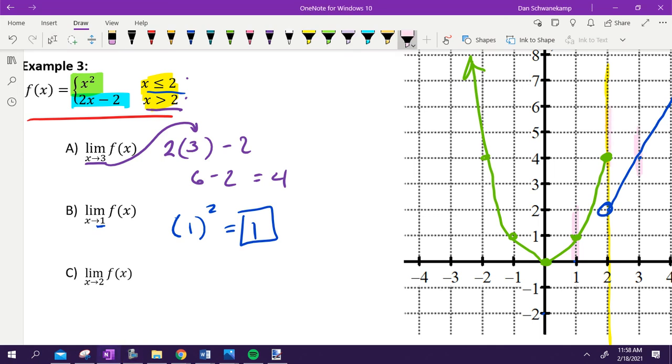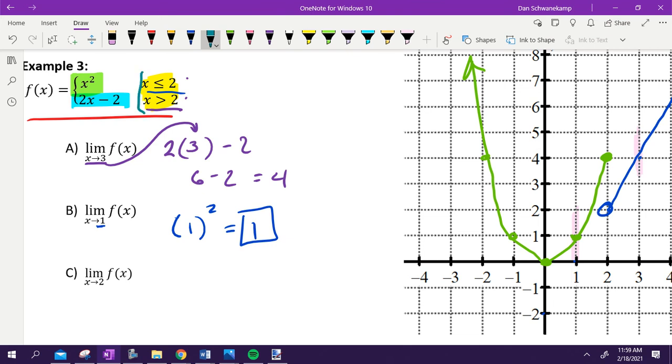I don't care what happens at 2. At 2 doesn't matter. What I really care about is what happens to the left and the right. What is the answer going to be here as I approach 2 from the left and the right? What am I going to get? D and E. They're not approaching the same number. Okay, so I already know what the answer is going to be. But in order to decide what's happening, I need to look at both sides.